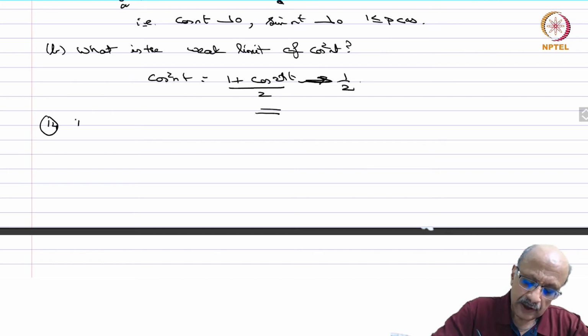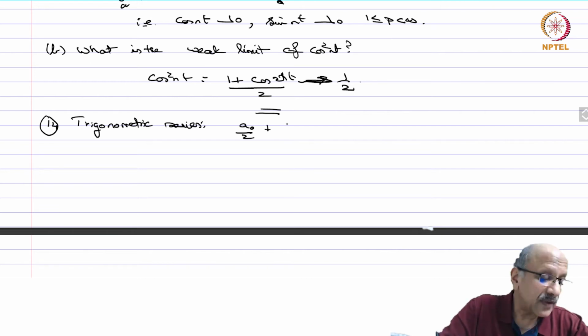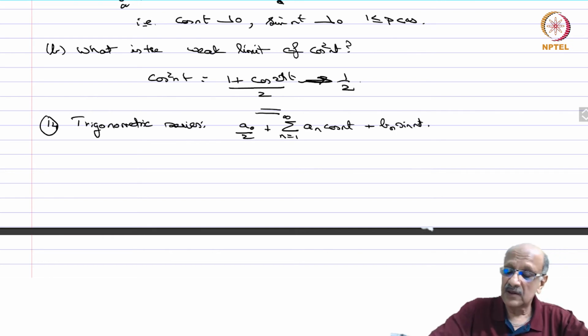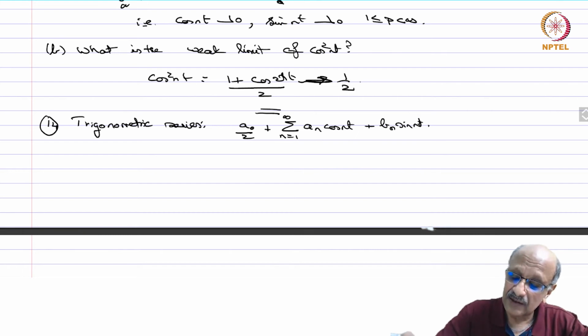So a trigonometric series is a series of the form a0/2 plus sigma n equals 1 to infinity of an cos nt plus bn sin nt. So typically the Fourier series are trigonometric series. Any such series written like this is called a trigonometric series.